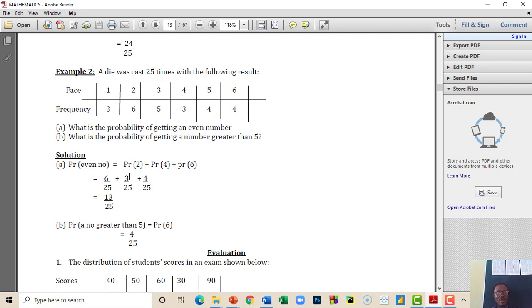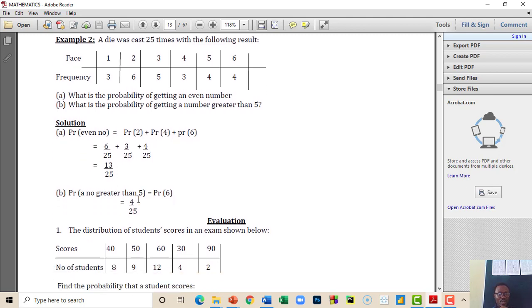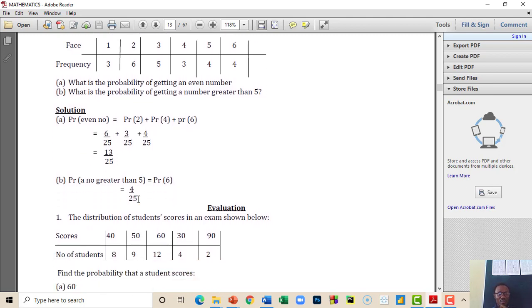A die was cast 25 times with the following results. This is the face of the die, this is the frequency. What is the probability of getting an even number? The probability of getting an even number is getting either 2 or 4 or 6. The probability of getting 2 is 6/25, the 25 is because it was cast 25 times, and 2 occurs 6 times out of those 25 times. Getting 4 is 3/25, and getting 6 is 4/25. Adding up everything will give us 13/25.